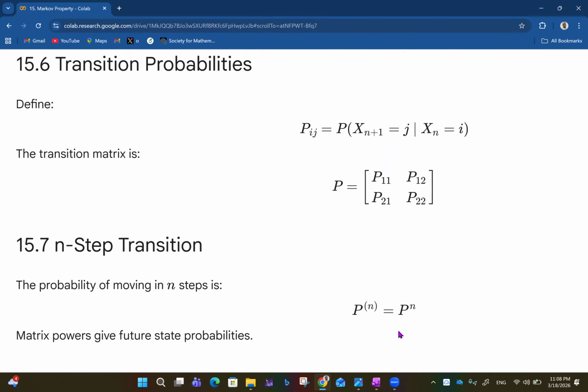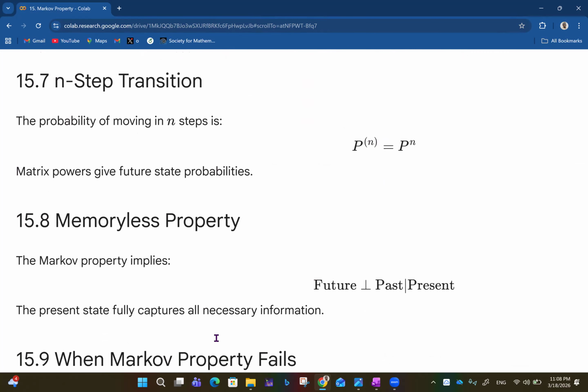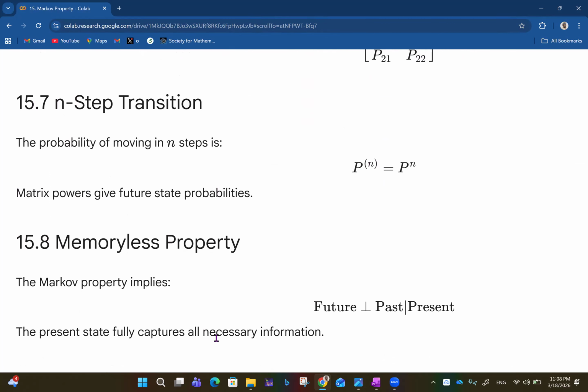I keep mixing that up. Matrix, right? So 15.7, we have the n-step transition. The probability of moving in n steps is given as Pn equals P power n. So matrix powers give future state probabilities. So n talks about the number of steps that we're taking.